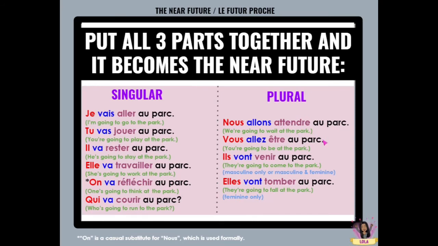Vous allez être au parc. You're going to be at the park. Ils vont venir au parc. They're going to come to the park. And elles vont tomber au parc. They're going to fall at the park.